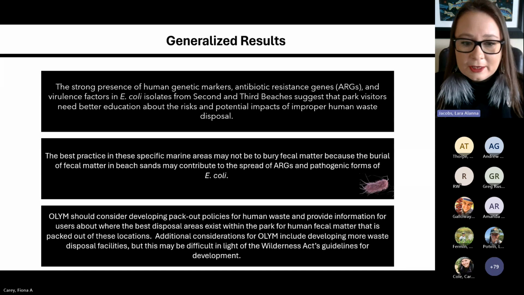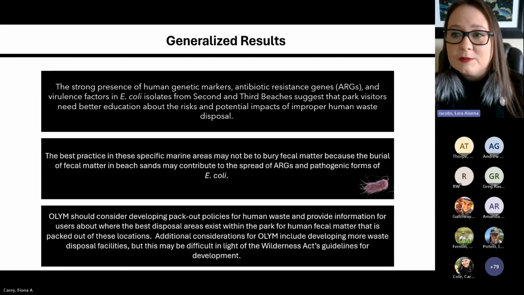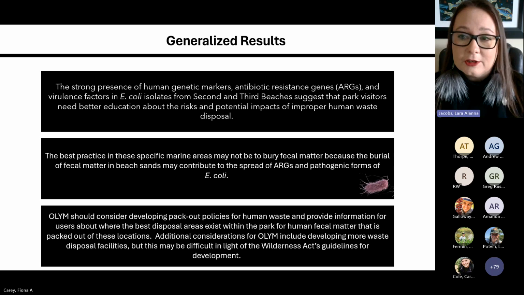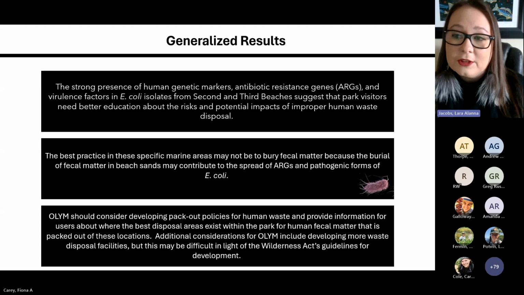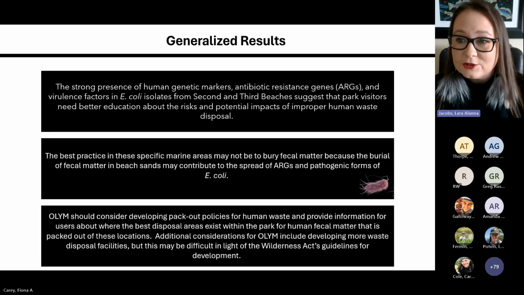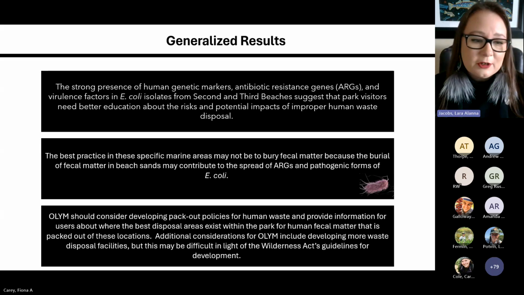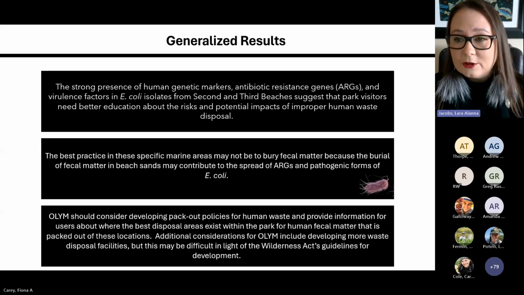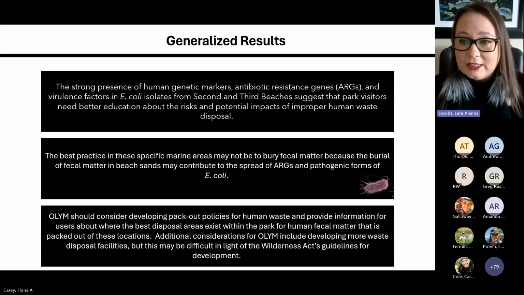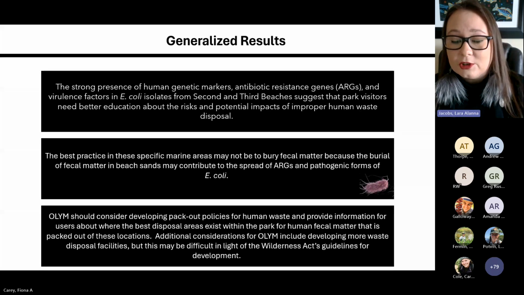And the antibiotic resistant genes also help us understand what types of antibiotic resistance are happening within these bacteria, along with our Vitek2 testing that shows us what's active and what's not active. So the strong presence of all of these variables from Second and Third Beaches that we found in our study suggests that park visitors really need better education about the risks and the potential impacts of improper human waste disposal.